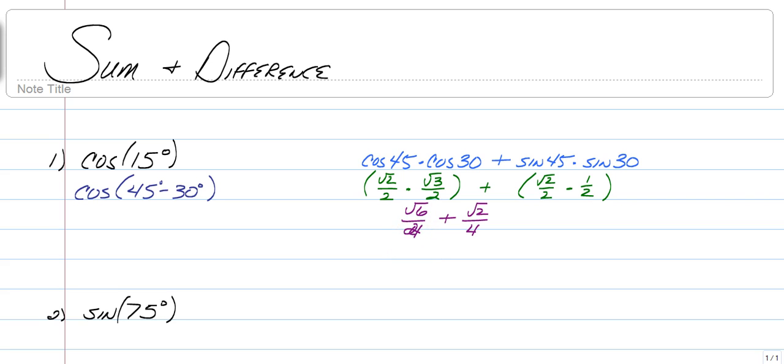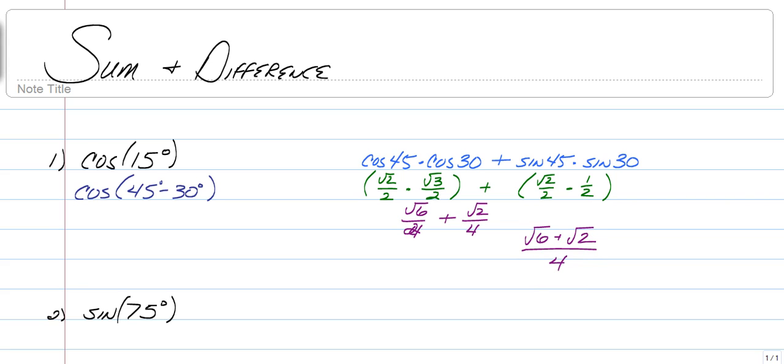So we have the square root of 6 over 4 plus the square root of 2 over 4. Since we have a common denominator, the answer to this question is simply going to be the square root of 6 plus the square root of 2 over 4. Now you cannot add unlike radicals, so yes, we are going to leave it just like this.